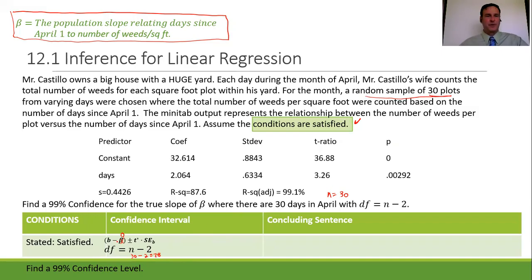All right, so what is our B? We know what B is, it's right here. Our SEB, I'm skipping the T just for a second. SEB, you're like, oh man, standard error B, how do I find that? If you look at the next column over, it says standard deviation. This over here is SEB. That is the standard error of B. So if I put in my value for B and my SEB, the only thing I need left is my T.